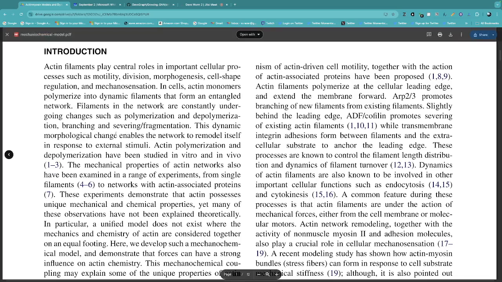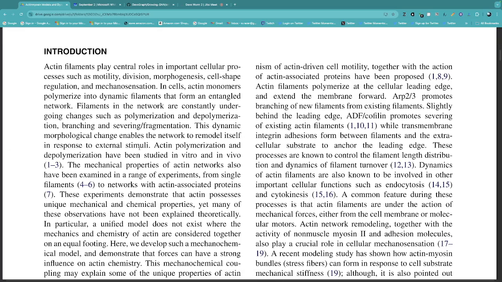The dynamic morphological change enables the network to remodel itself in response to external stimuli. So again, these components, these actin filaments, not only have their internal dynamics, but they have this remodeling aspect. And so that's one important thing about the actin-myosin network, is that it's remodeling itself. It's not only growing and the dynamics are heterogeneous, but they also grow heterogeneously. They repair themselves. And so that's an important thing to incorporate into the model as well.